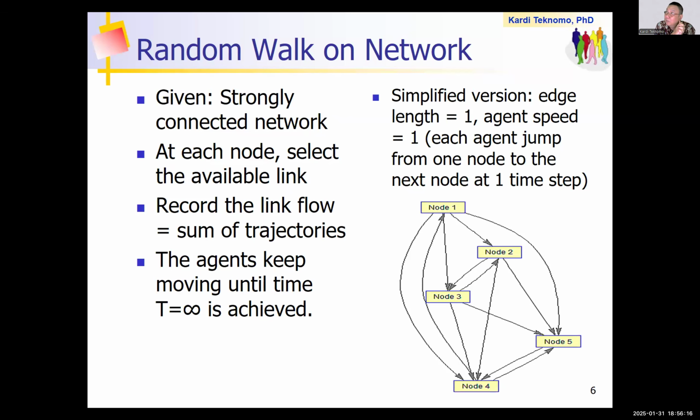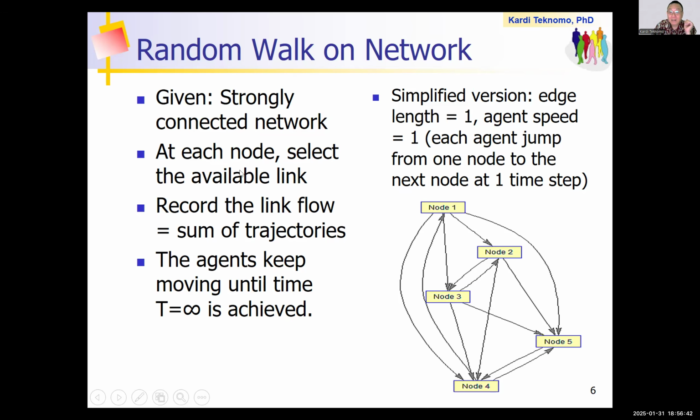In 2014, I started with a random walk, something like this. I created a random network. This is a random network. The given is a strongly connected network, because I want to simulate a transport network, basically. So I have, for example, 5 nodes here. I just generated it randomly. You can also do the same.